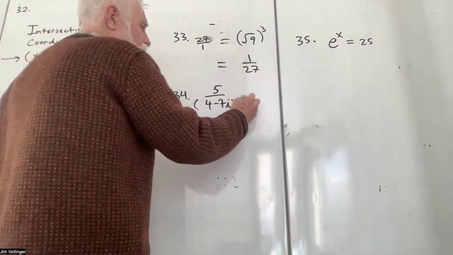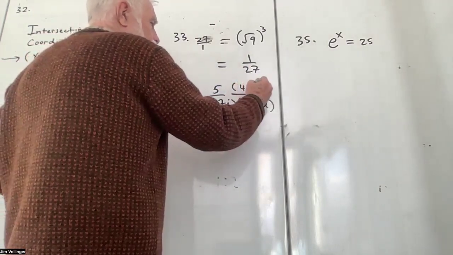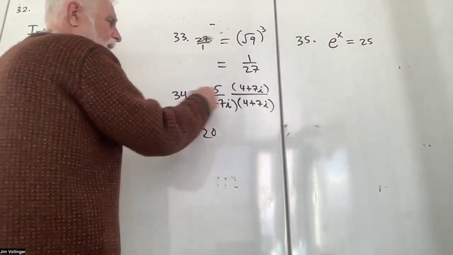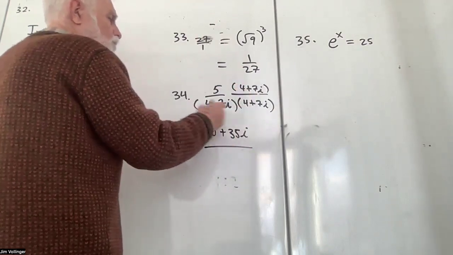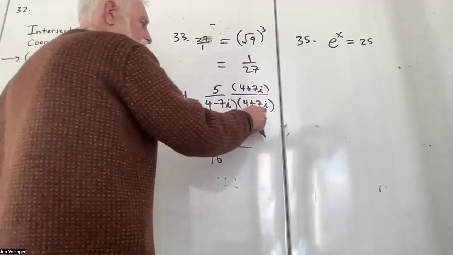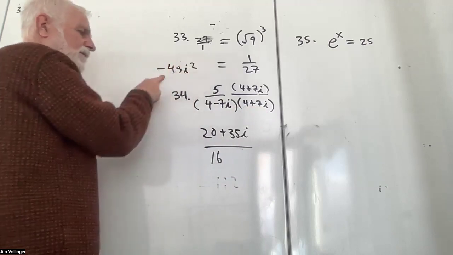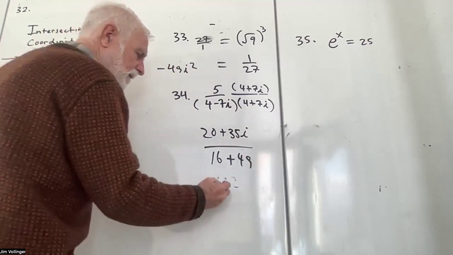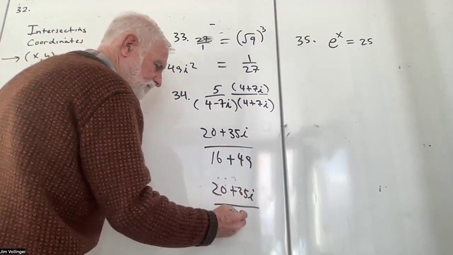Conjugating. 4 plus 7i, 4 plus 7i. 5 times 4 is 20. 5 times 7i is 35i. All over, no middle terms here. 4 times 4 is 16. And minus 7i times 7i is minus 49i squared. But what does minus 49i squared become? Positive 49. And I get 20 plus 35i over 65.